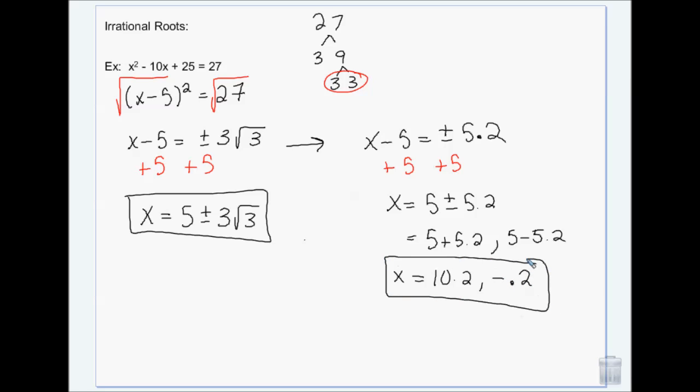So you can either give me an exact answer, leaving the irrational root in, or you can take the square root of 27, round it to the nearest 10th or 100th. I rounded it to the nearest 100th, but that rounded it up, and give me an actual decimal answer.